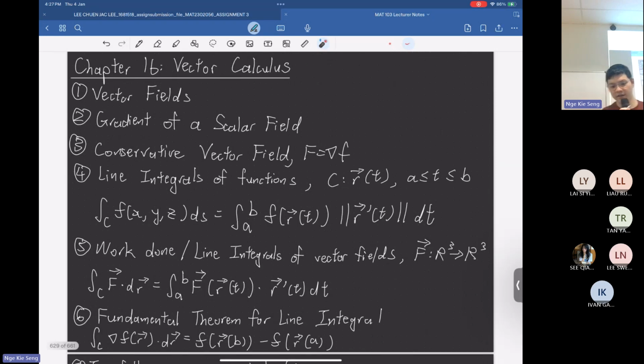So the first thing we see is a vector field, and then the gradient of a scalar field, and then the conservative vector field. Maybe I give a bonus here. I will have a proof about conservative vector fields, so make sure you learn the proof that I presented in class. Yes, there's a proof question on the conservative vector field.